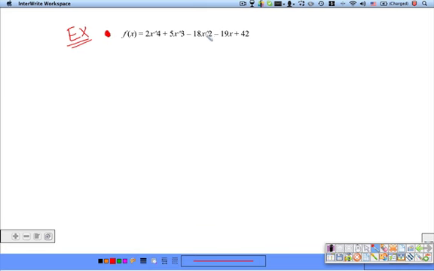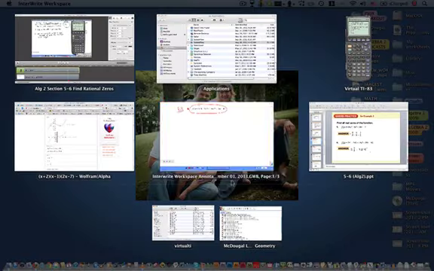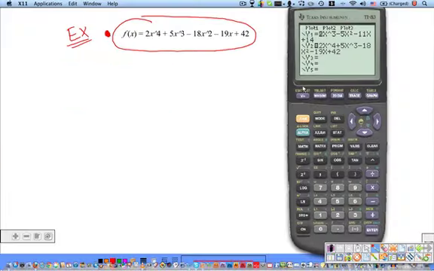Okay, so put this in your calculator right here. This will be our example. 2x to the 4th power plus 5x to the 3rd power minus 18x squared minus 19x plus 42. Put that in your y equals button right now. So I already put it in mine. I didn't clear my first one, I just put it in y2. You can do whatever you want. So mine's in y2 right now.